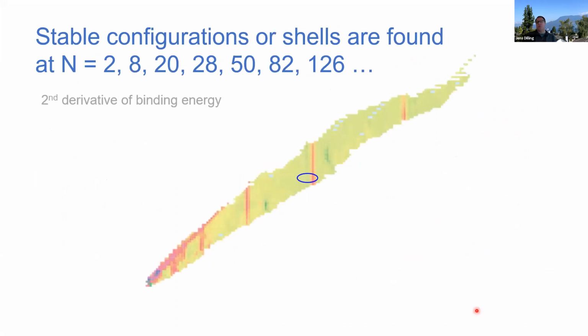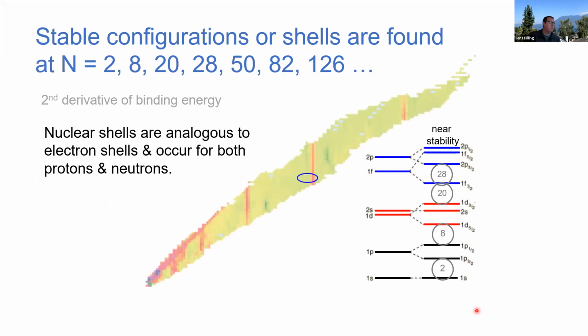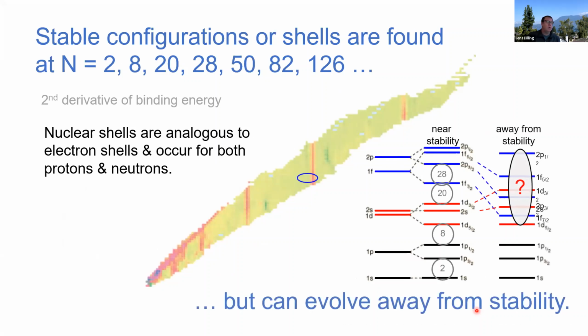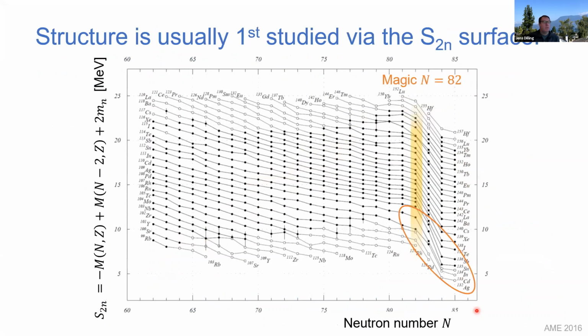Let's look a little bit further for a science case for nuclear shells. Again, we are looking at this second derivative of the binding energy here. And the nuclear shells, as we have heard, might evolve away from stability. The typical way to look at that is with 2 neutron separation energies. Here again, we're looking at indium and cadmium cases, and let's see what we can extract from there.